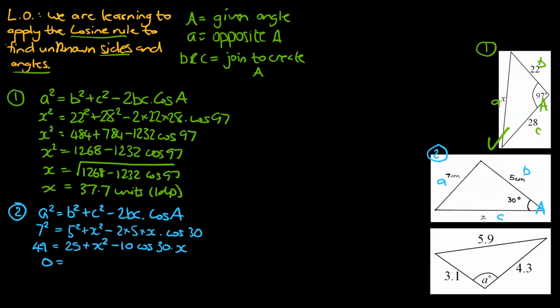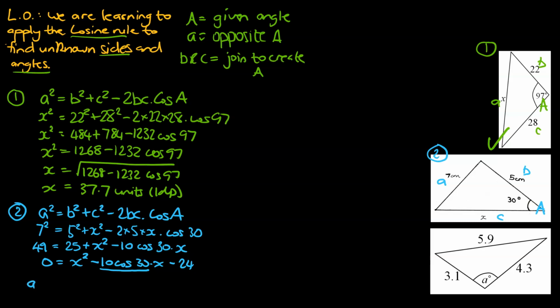So 0 is going to be equal to x squared minus 10 lots of cos 30, and then that's times x. So cos 30 times x, and then we're going to go minus 24. And then from there, if we put that into our graphics calculator, we should get two answers for x.